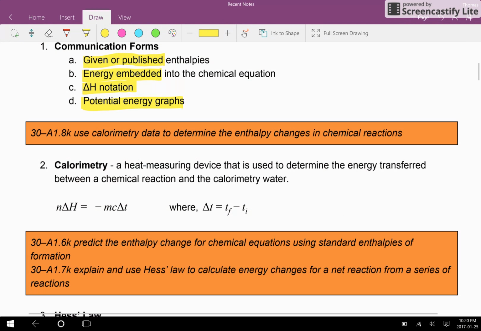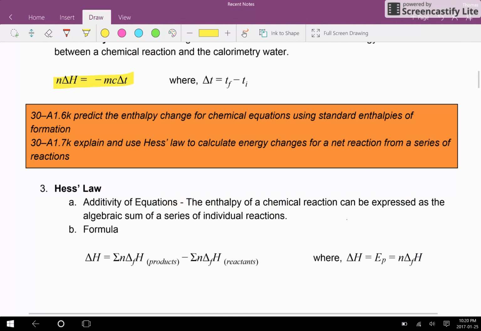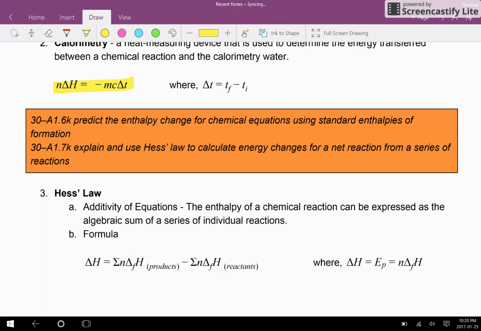A second method is calorimetry. And this is where we use a device to measure the energy that's transferred between the water and the chemical reaction. Here we'll use this formula and see that mC delta T represents the water in the calorimeter and n delta H represents the enthalpy of the reaction.